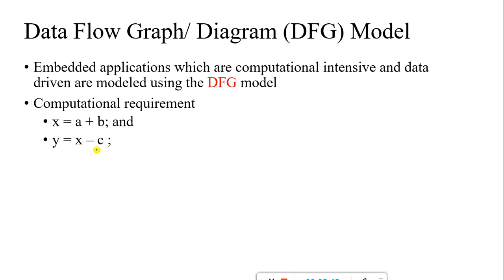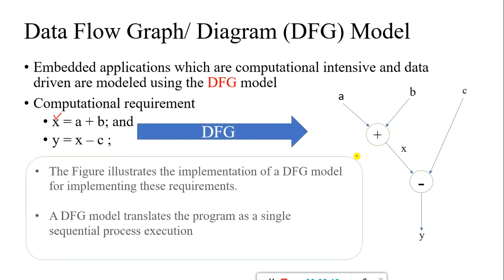and B, adding them and giving the result to output variable X. Then Y depends upon the value of X. Unless and until you get the X value, you cannot proceed further, and then Y equals X minus C. We also understood how the data flow graph looks for this particular example in the last class.